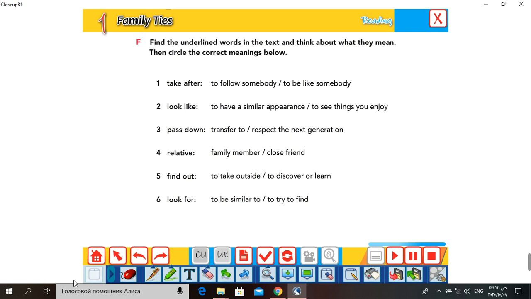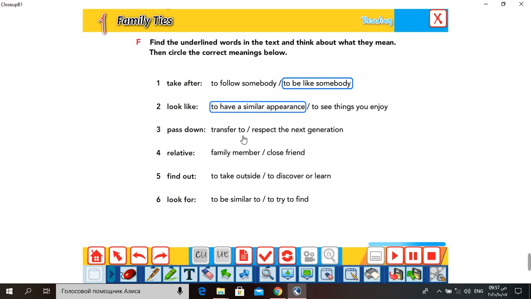For number 1, the phrasal verb take after, does it mean to follow somebody or to be like somebody? Yes, of course, to be like somebody, like your mom or your dad. Look like is to have a similar appearance. When you look like someone, you have a similar appearance. You have the same face, the same features, the same hair. You look like someone.